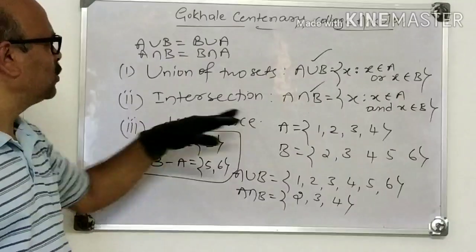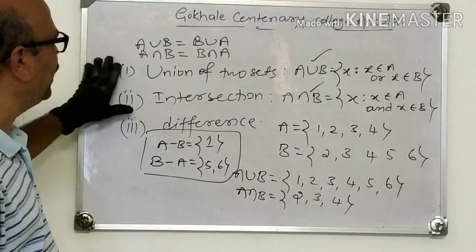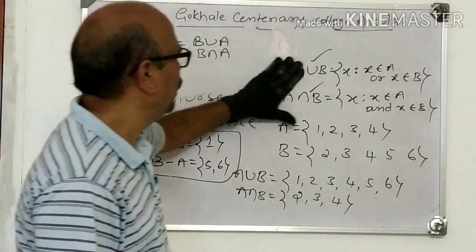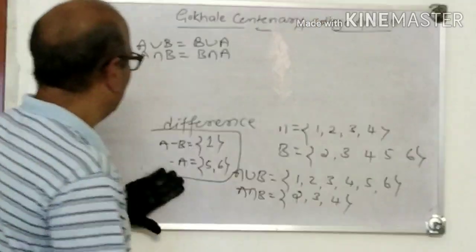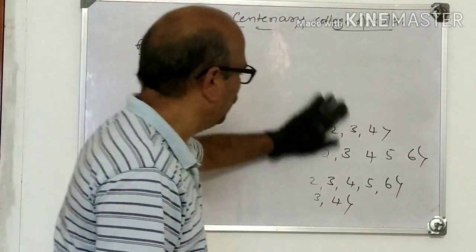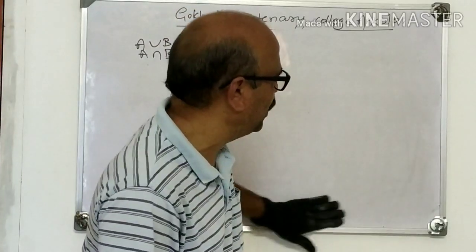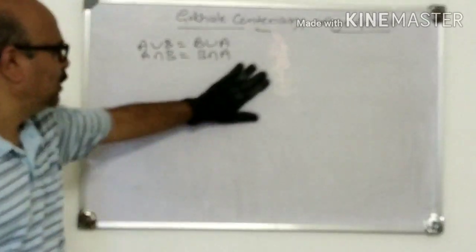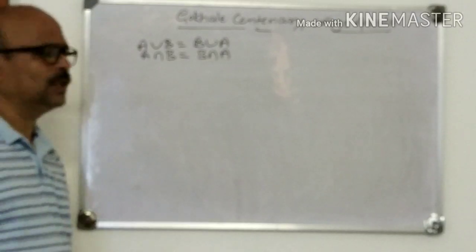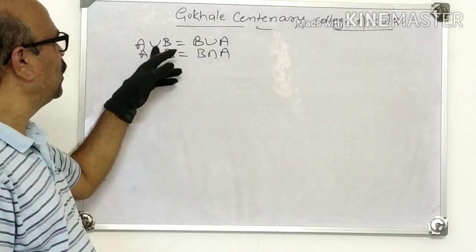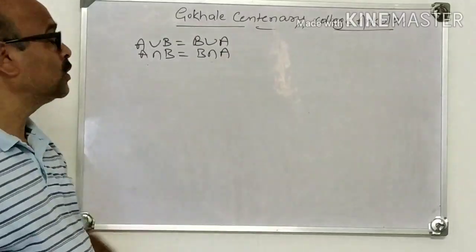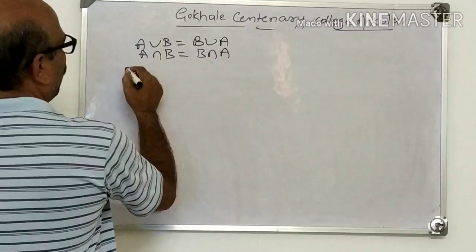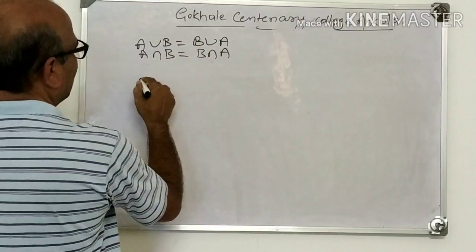Some more properties you have studied about union and intersection, that I state here. Properties, only statement. And proof, we consider only De Morgan's laws. That is also generalized De Morgan's laws, because up to De Morgan's laws of two sets you have studied, we consider generalized De Morgan's laws. Properties of this union and intersection.